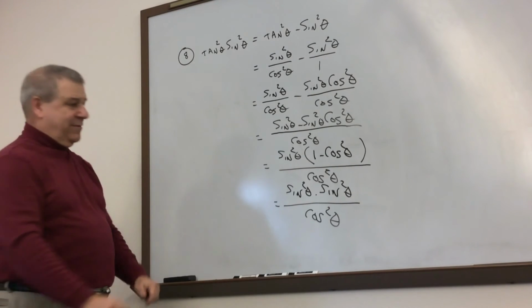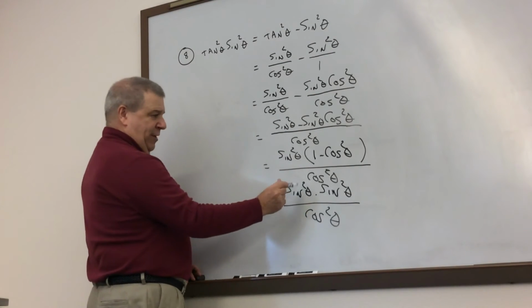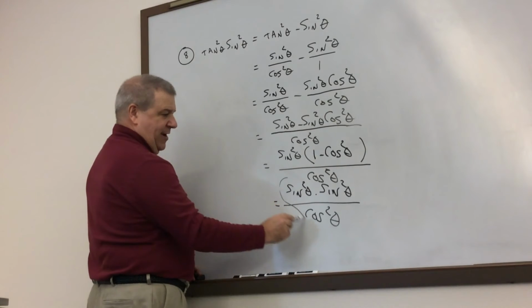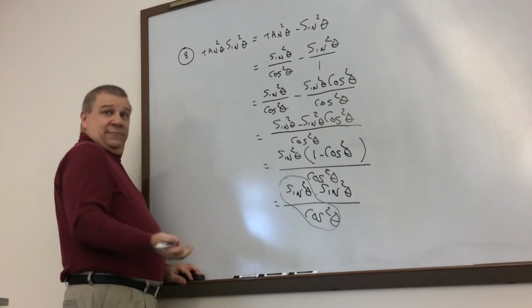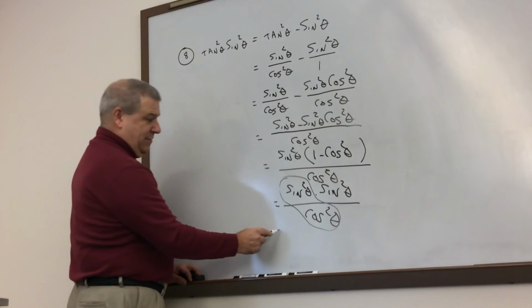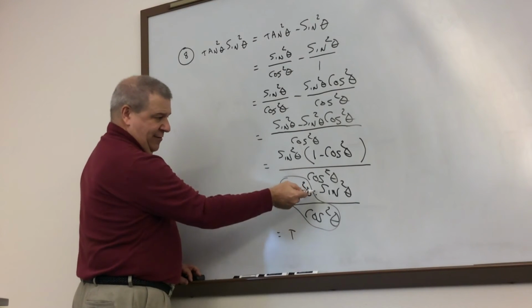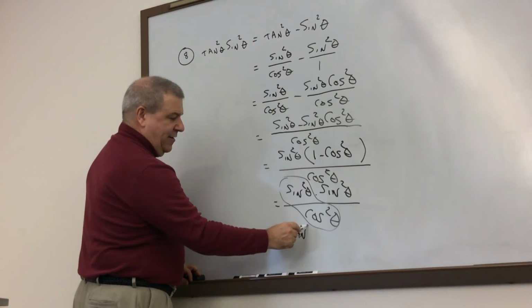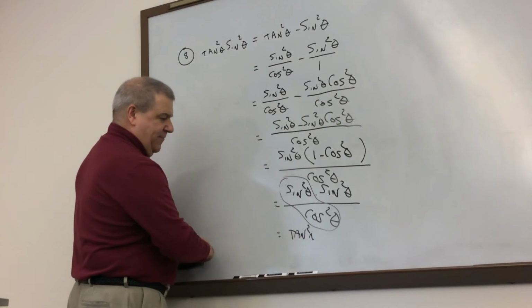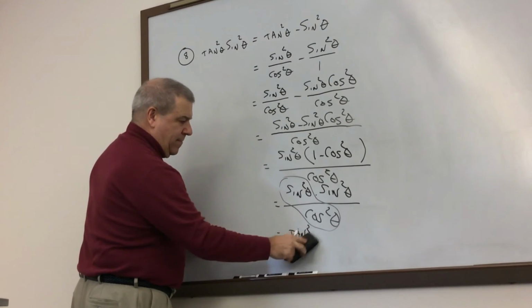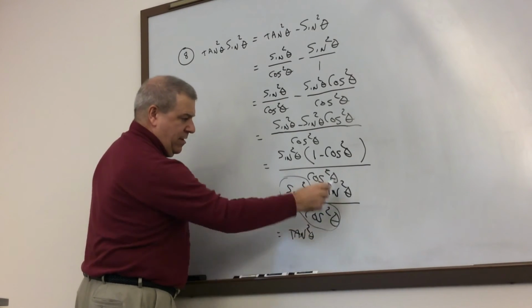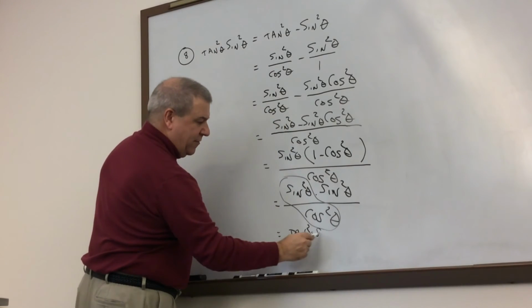Adam. You can break up the fraction. And what's this right here? Tangent squared. That's tan squared, isn't it? You can just leave that like that. I don't care. Tan squared of theta. And then sine squared, just bring it over.